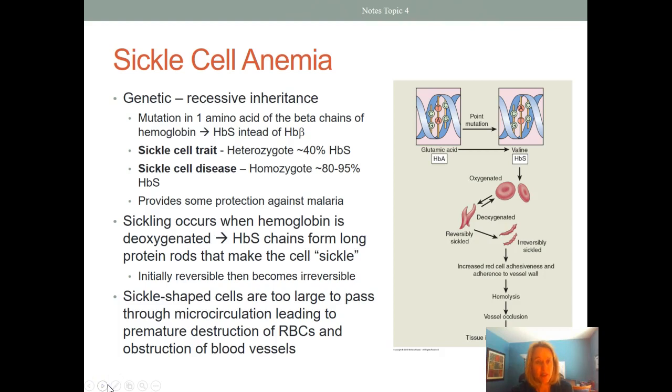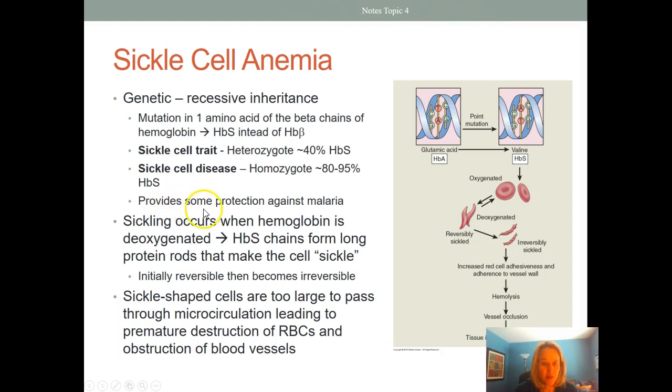Sickle cell anemia is a genetic disorder which results in recessive inheritance of DNA that results in the mutation of one amino acid of the beta chains of hemoglobin, resulting in hemoglobin S instead of hemoglobin B. This should say B here. If you have the sickle cell trait, you're heterozygous, so you have one normal gene and one defective gene. And in this case, about 40% of your hemoglobin beta becomes hemoglobin S. With sickle cell disease, you're homozygous, and you have 80 to 95% of your hemoglobin B in the form of hemoglobin S, or has this mutation.